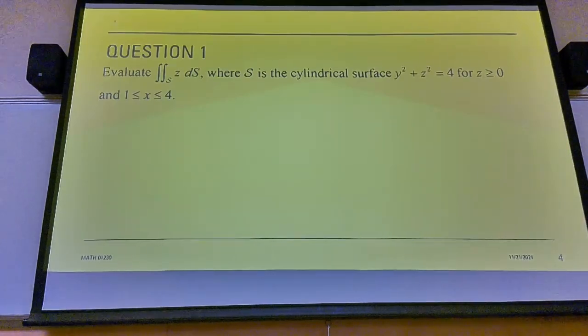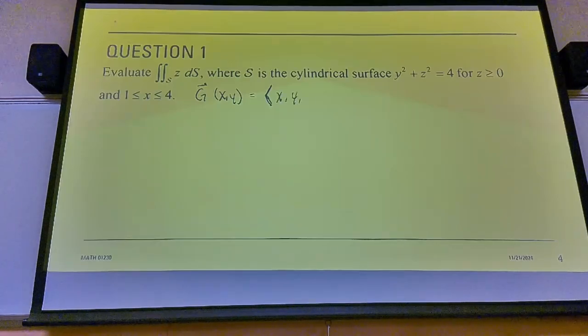So here we're given cylindrical surface y squared plus z squared is equal to 4, where z is greater than or equal to 0, and x is between 1 and 4. So z is non-negative, that's nice. In this case, we can write z as a function of x and y. Here's our parameterization then.